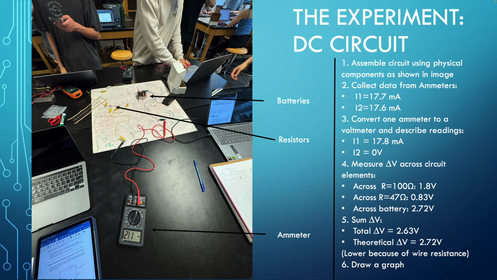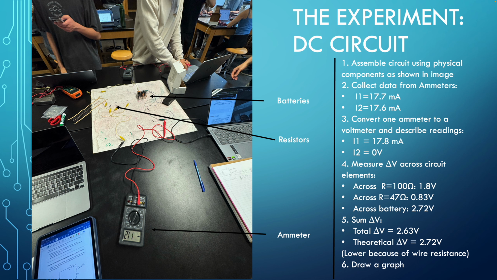And so here's our DC circuit. We have our steps on the right, and you can see we have our ammeter, resistors, and batteries. Our first step was to assemble the circuit, and then we collected data from our ammeters. Here they're I1 and I2 for our ammeters 1 and 2, and we got 17.7 milliamps and 17.6 milliamps for I1 and I2, showing the conservation of the current.